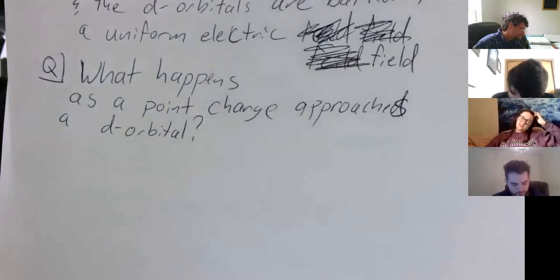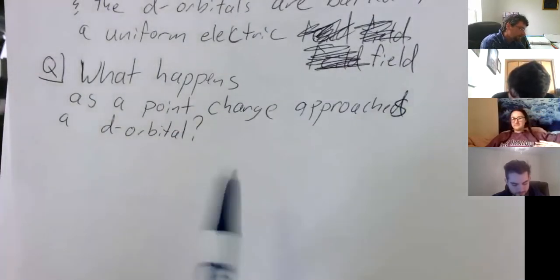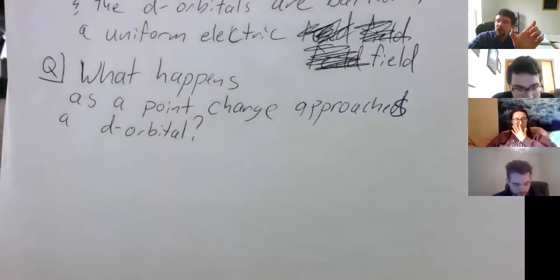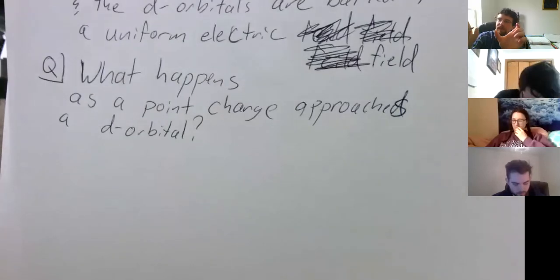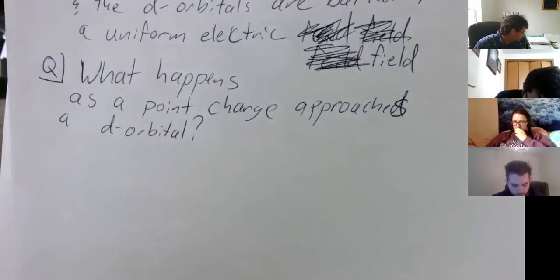Yeah. Okay, so you've got these negatively charged ligands. They get close to these d orbitals. What's going to happen to them?